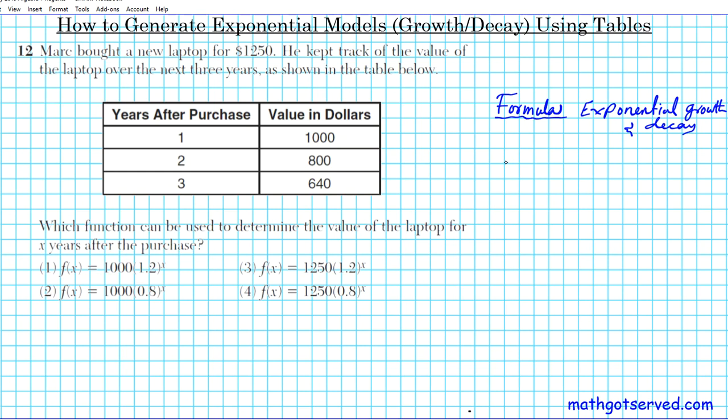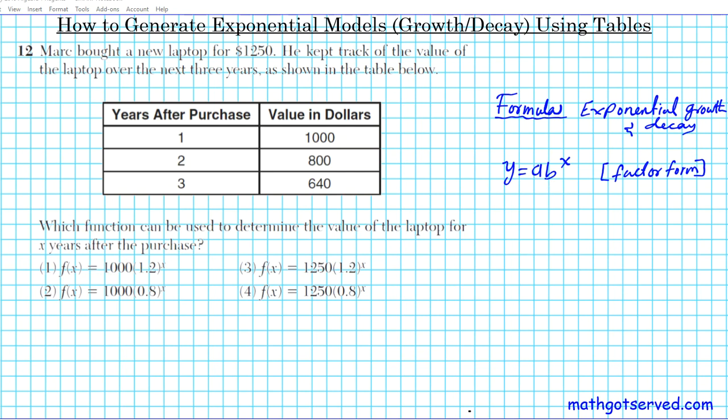Okay, so the factor form is given by y equals ab to the x. Alright, this is known as the factor form. It's a factor form because it's written in terms of the growth or decay factor. Okay, so for example, b is the growth or decay factor.